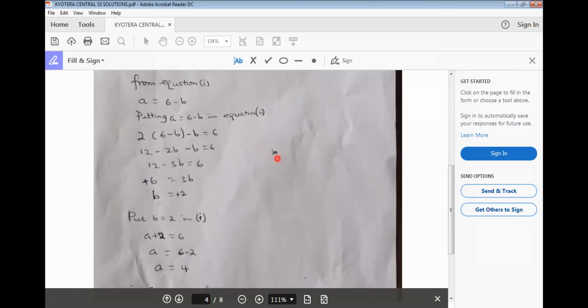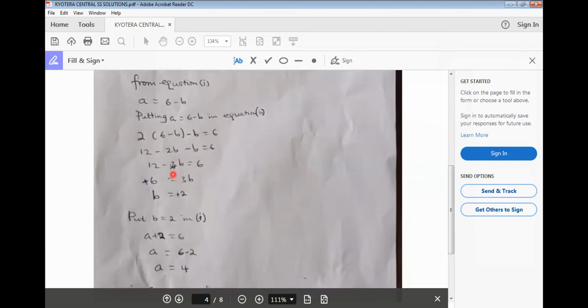That is enclosed in the brackets. Then minus b is equal to 6. Then 12 minus 2b, then minus b is equal to 6. We get 12 minus 3b is equal to 6. We have 6 equal to 3b. Dividing both sides by 3, we have b equal to 2.